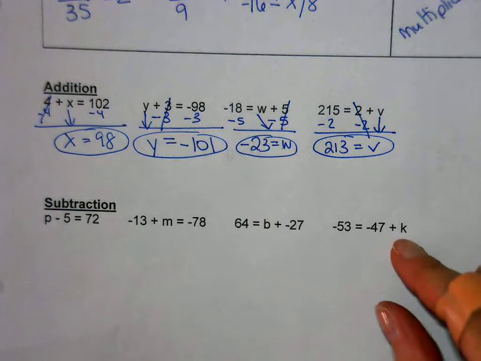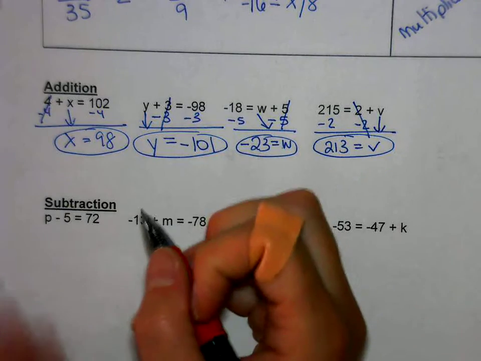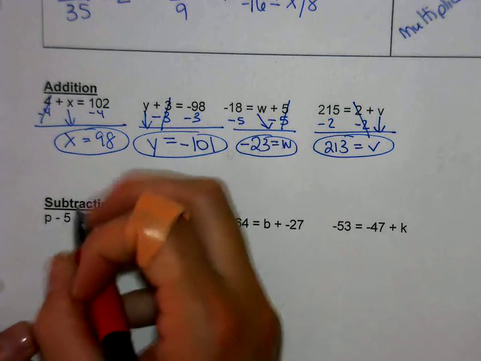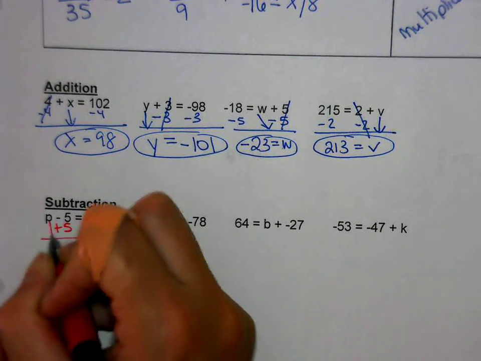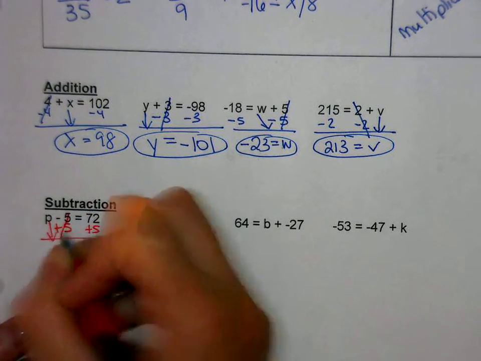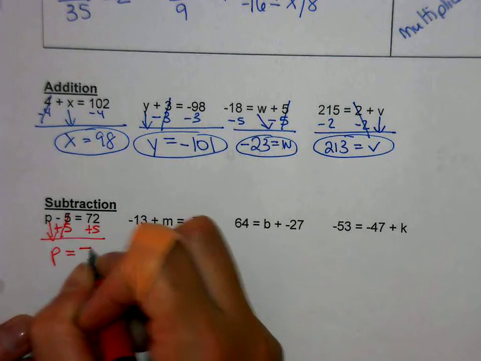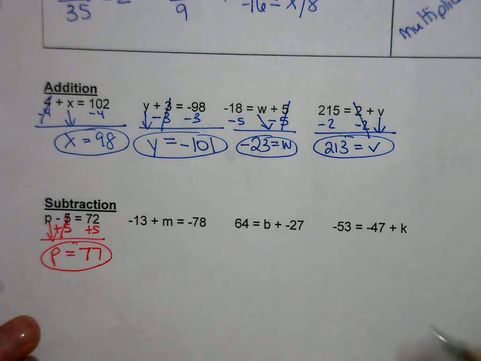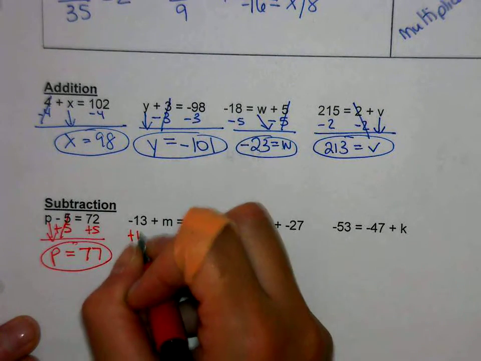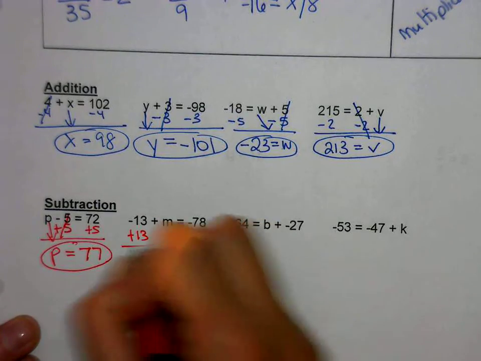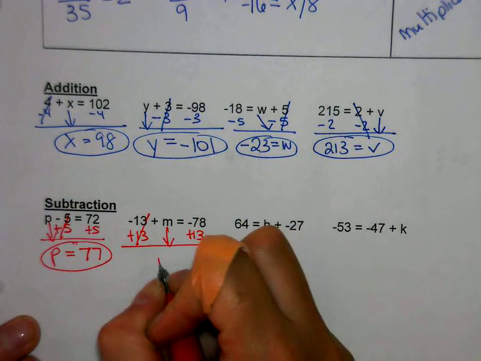Now let's look at the subtraction problems. Right now we're subtracting 5 from p. Since we're subtracting, let's add 5. So negative 5 plus 5 is 0, they cancel out. 72 plus 5 is 77. We're subtracting 13, so we're going to add 13. Negative 13 plus 13 is 0. They cancel out. Bring down m. Negative 78 plus 13 is negative 65.